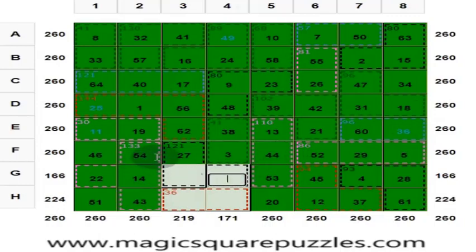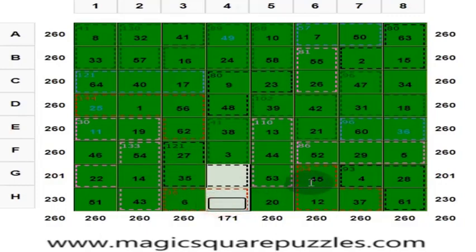Now, center 2 by 2 should give you 130. 54 plus 14, 68. 68 plus 27, 68 plus 7, 75, 95. Here you put 35. And what is this? This is 6. And what is this? This is 30. And what is this? This is 59.